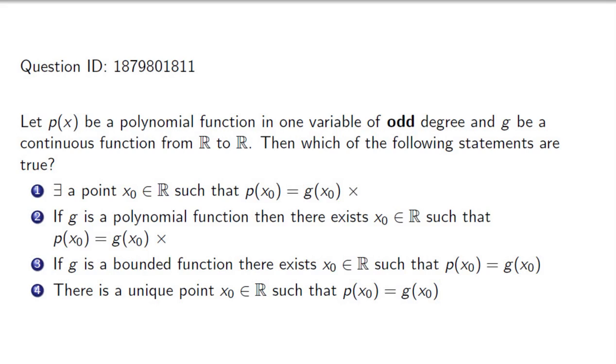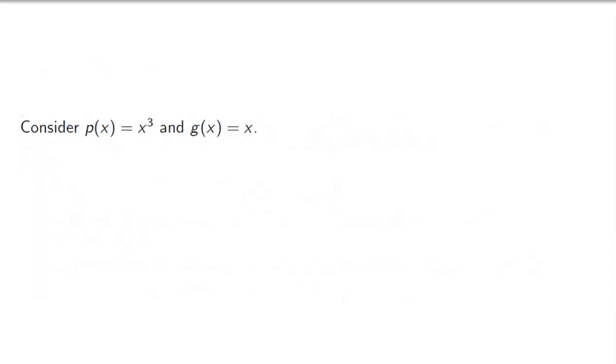And for option 4, we are given that there exists a unique point x_0 belonging to R such that p(x_0) equals g(x_0). Well, we have already seen an example of p and g for which p(x) equals g(x) does not have any real root, but we can show by two other examples that option 4 is not true. So for this, we consider p(x) equals x cubed and g(x) equals x.